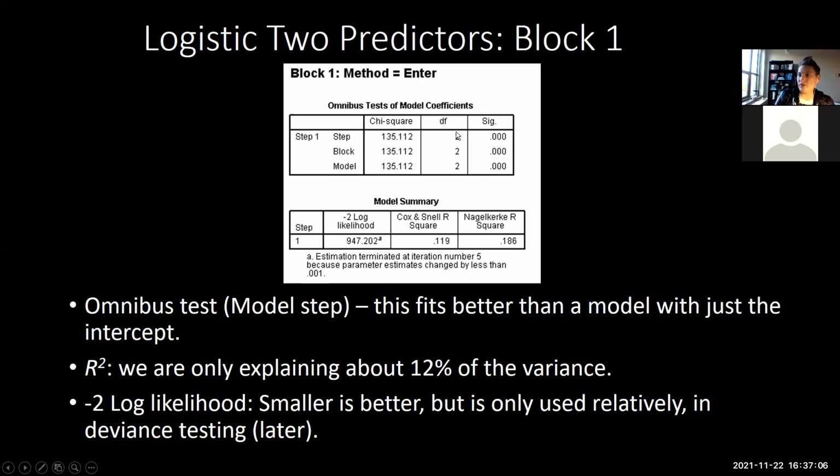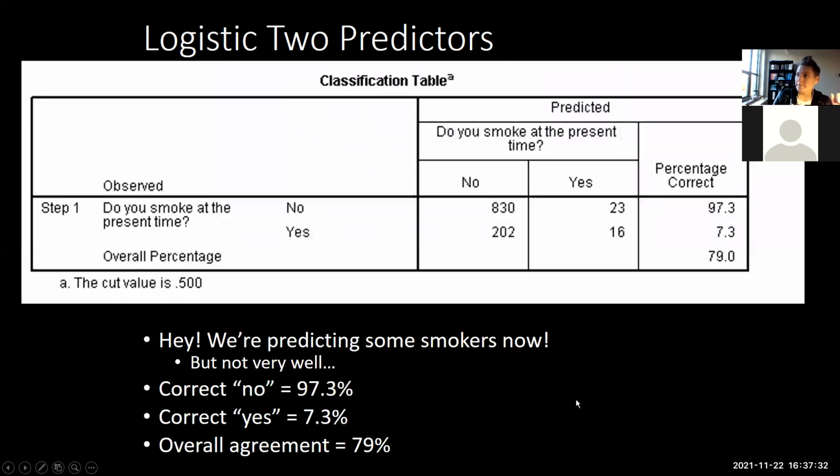So here we have first our omnibus test, which is testing whether this model is fitting better than a model where we just guessed the mean for everyone, essentially. The R squared here is telling me that we're explaining about 12 to 18% of the variance, depending on which one of these you want to look at. Both of these are accurate. You can report them both. You have the negative 2 log likelihood, which again we'll address in a minute.